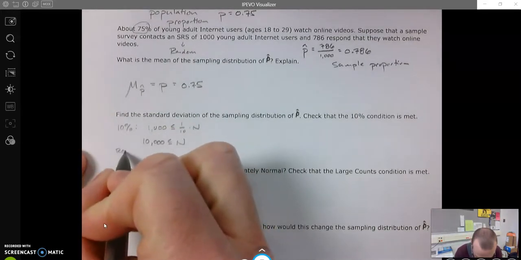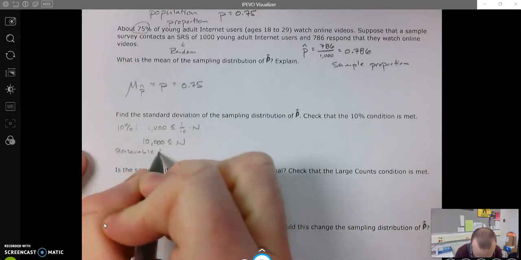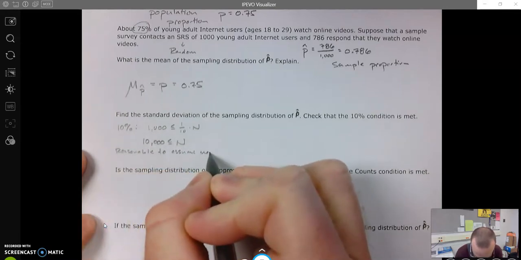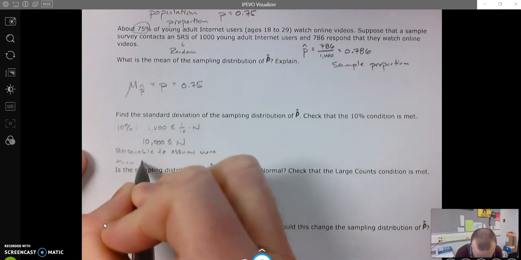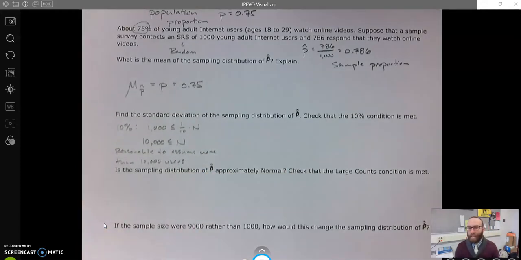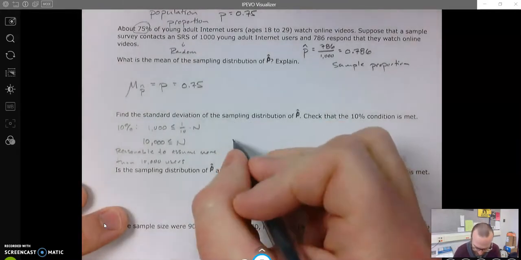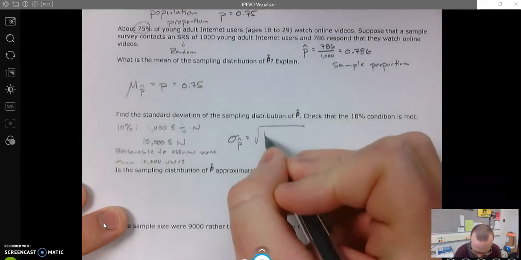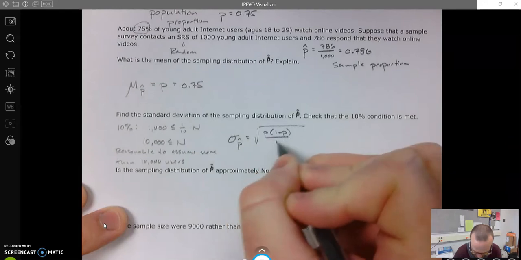So we're going to write reasonable to assume more than 10,000 users. There are going to be cases like that. Sometimes you're going to have to think a little bit, is it reasonable? But generally speaking, we probably have millions of young adult internet users. 10,000 is going to be less than 10% of that. So that allows me to come to my standard deviation formula, which again was the square root of P times 1 minus P over sample size.